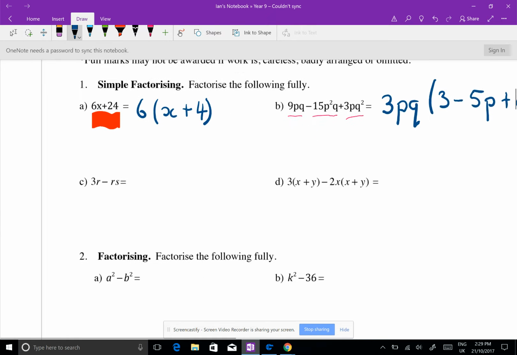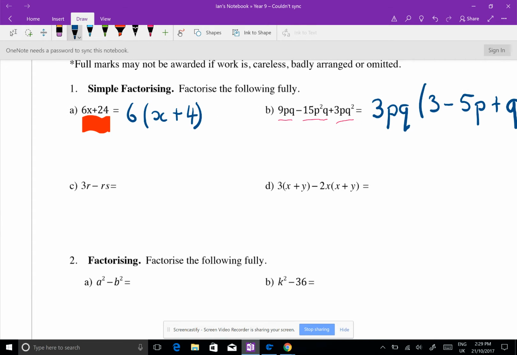Now, the next one. There's no numbers I can take out of this one down here. But I can factor out the r, so I take the r out, and then I'm left with a 3 and a minus s.